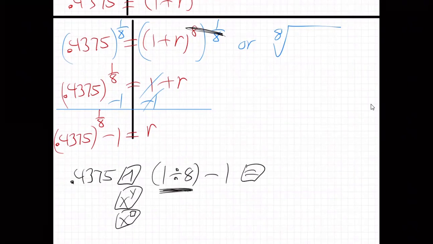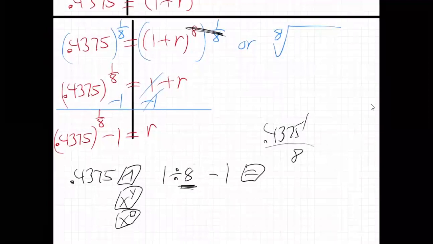Why? Because if you didn't put parentheses, if you just left these off, it would only raise it to the first power. It wouldn't know the 8 is part of the power. It would just think, oh, you just want me to take 0.4375 to the first power and then divide the whole thing by 8. It doesn't know. No, the 8 is up there in the power with the 1.